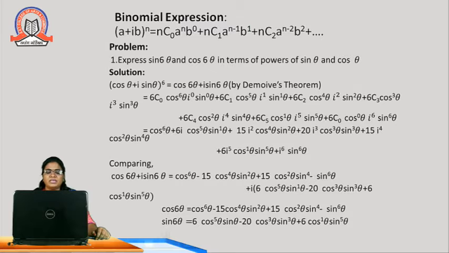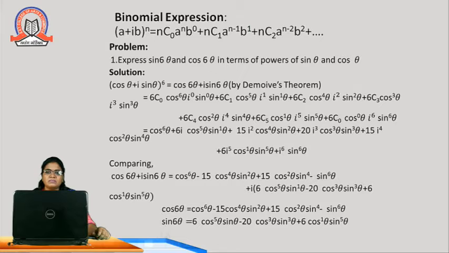Now we are going to see the binomial expression and some related problems. (a + ib)^n is the general binomial expression form. Taking z = a + ib, a complex number, we are considering its power n. We express the power of the complex number in binomial expression, that is nC0 a^n b^0 + nC1 a^(n-1) b^1 + etc.